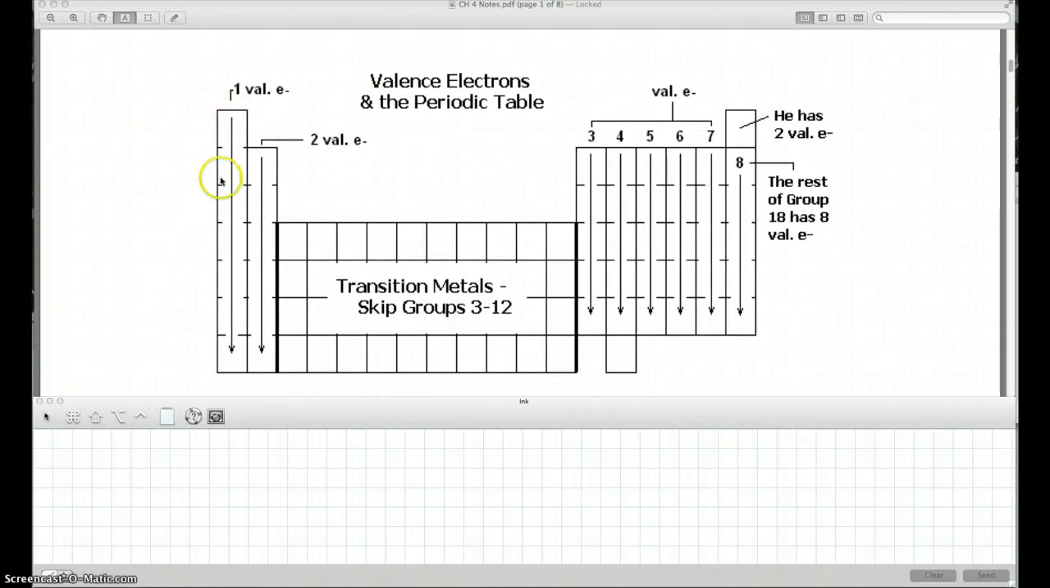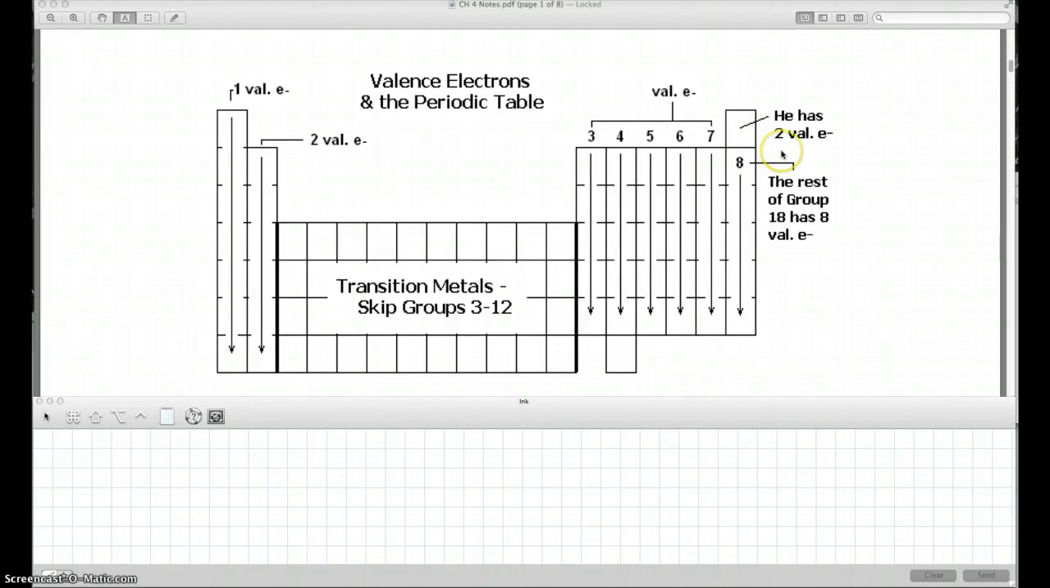The first column here, they all have 1 outer valence electron. The second column, they all have 2. You skip the D block, this middle section. The next column has 3, and then 4, 5, 6, 7, and 8. Now the exception in this last column is helium. Helium can't have 8 because it only has a total of 2. And if we think about it, helium is in the first row, so it has 1 ring, and that first ring is full with 2 valence electrons. We talked about that last unit. And since it's full, it's not going to get any more. It doesn't want 8. It's fine with having 2.